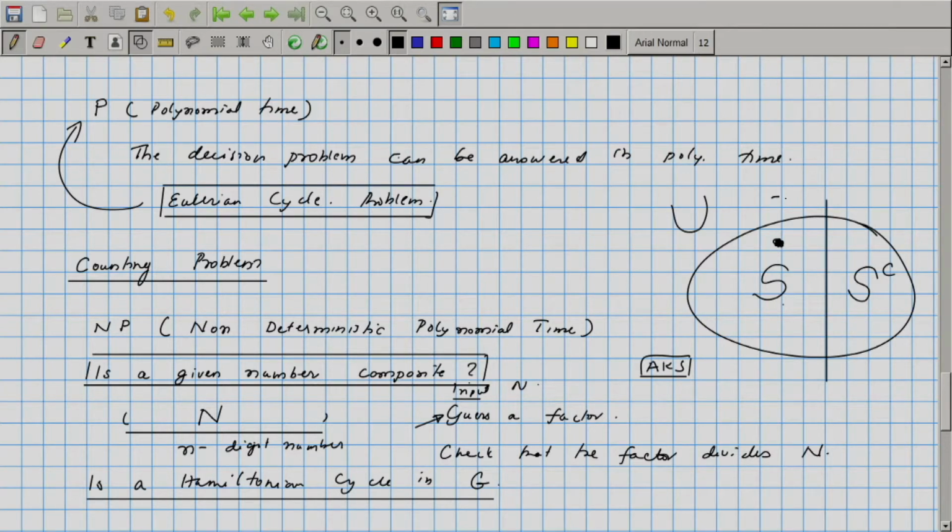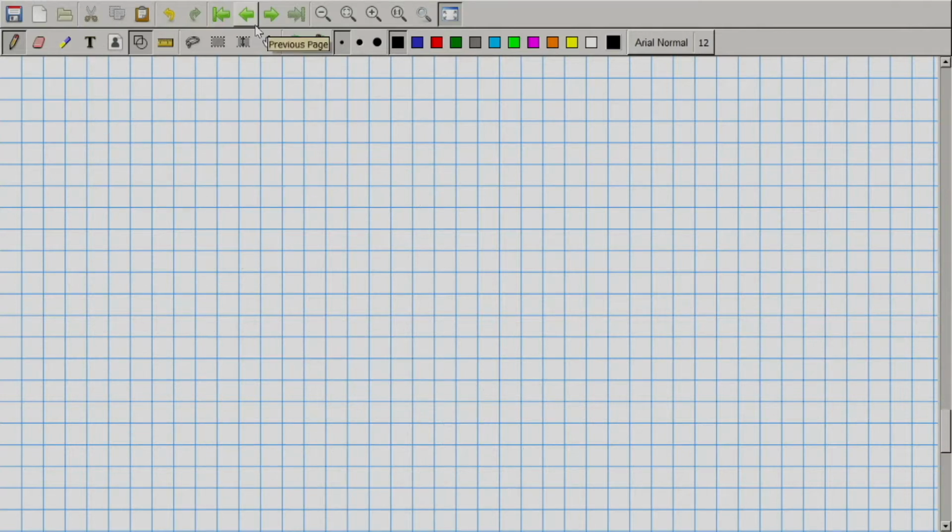That decision problem may have a polynomial time algorithm, or in some cases it might have a non-deterministic polynomial time algorithm. The class of problems that we are interested in for counting is those problems whose decision problems have a non-deterministic polynomial time algorithm. They should have at least a non-deterministic polynomial time algorithm. Naturally, this class P is completely contained inside NP. Okay, so now let us look at some more concrete examples.